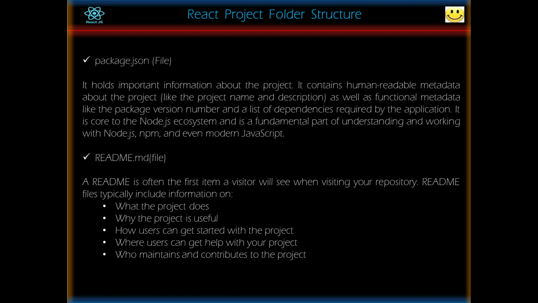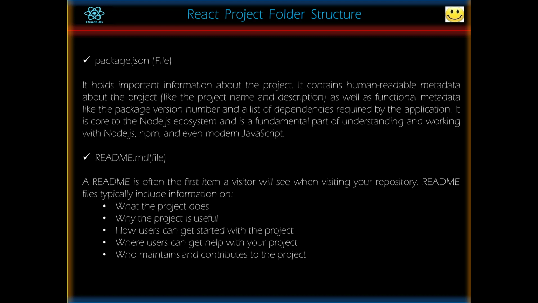It contains human readable metadata about the project as well as functional metadata like the package version number and a list of dependencies required by the application. It is the core to the Node.js ecosystem and is a fundamental part of understanding and working with Node.js, NPM, and even modern JavaScript.